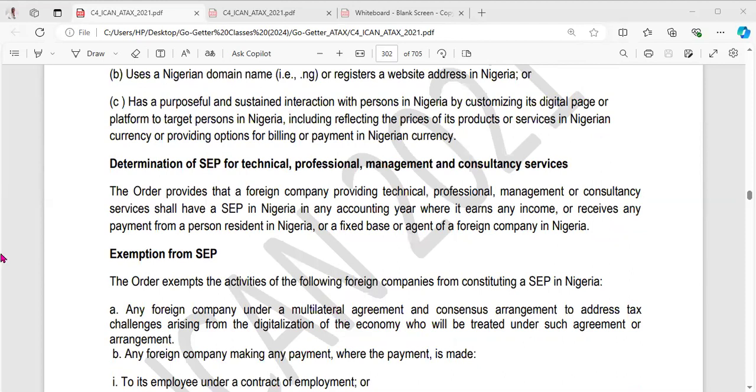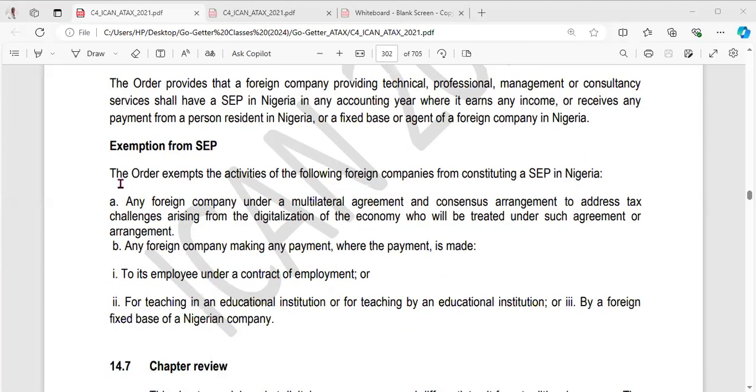It says that the order provides that a foreign company providing technical or management or consultancy services shall have a significant economic presence in Nigeria in any accounting year where it earns any income or receives payment from a person resident in Nigeria of fixed base. So it means that when this significant economic presence definition is achieved by a management consultant or a professional, for example an accountant outside of Nigeria, we can even say QuickBooks accounting provision, and they are providing management or consultancy services where they receive payment from a person resident in Nigeria, that income is taxed.